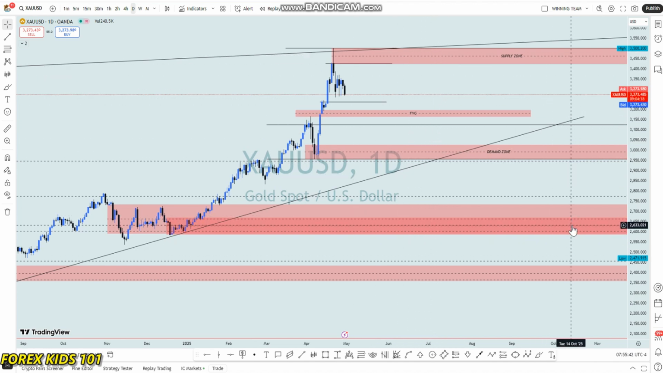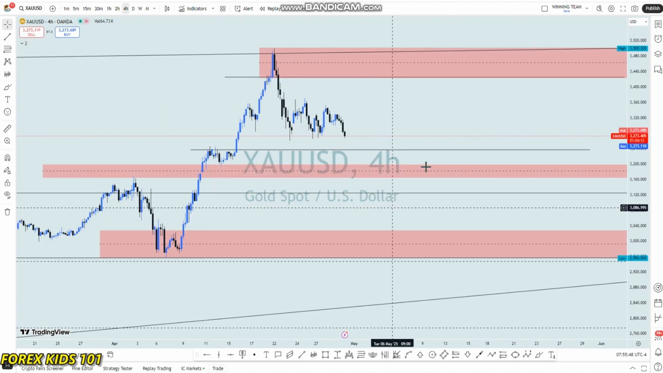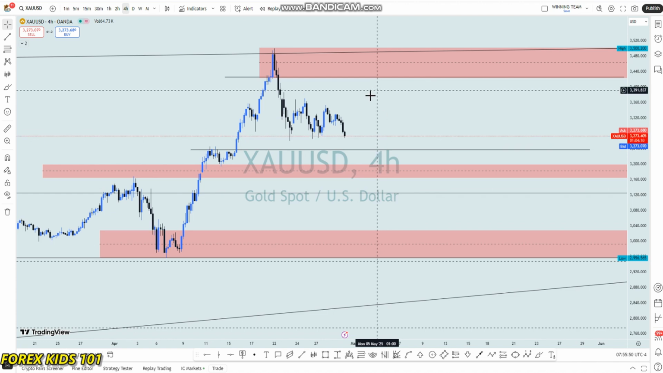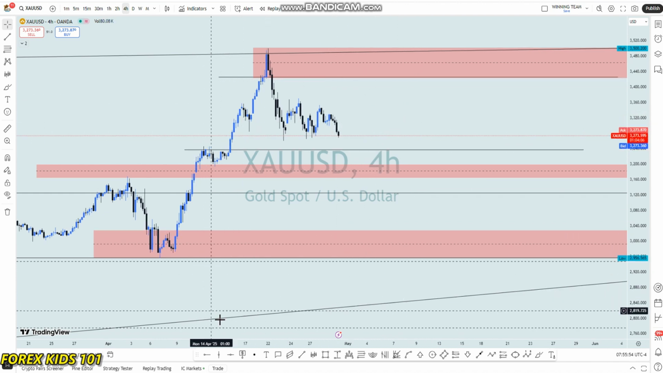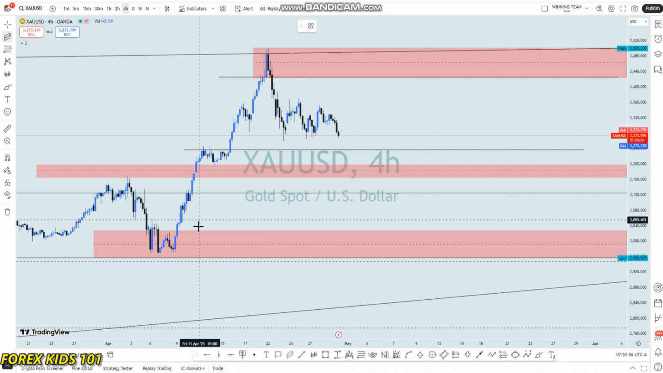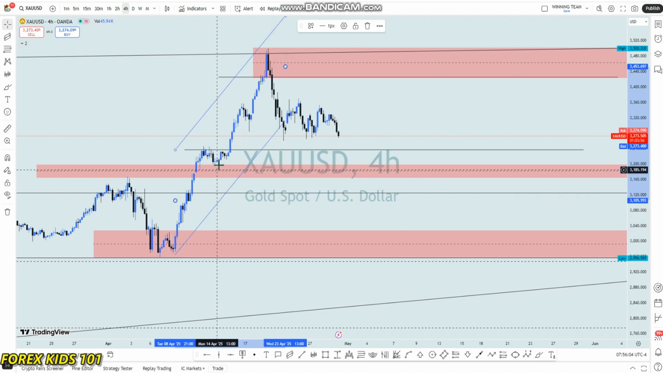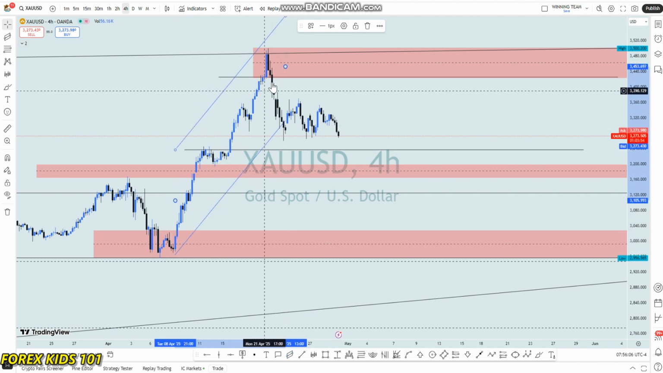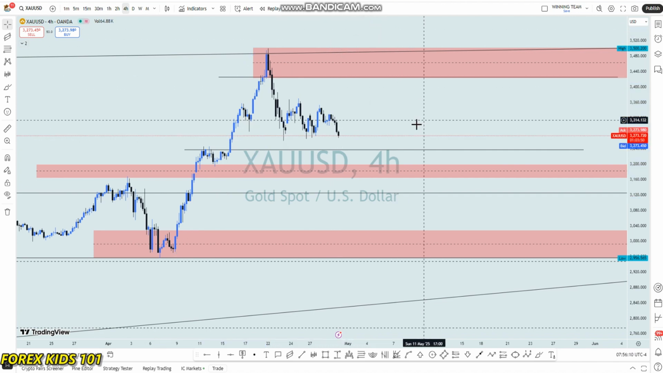Okay, so down to 4 hours, we can see that gold is pretty much bearish for now, as you can see. It's trading outside of this, broke below, and then it's continuously moving to the downside.